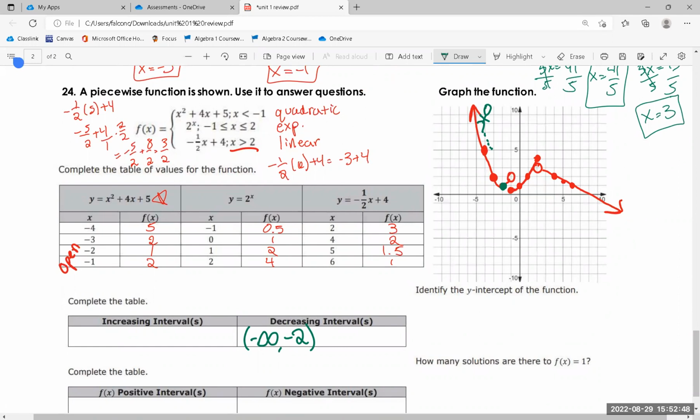And then we want to make sure there are no other parts of this graph going down. If I look to the right side, over here at the linear piece, I do start going down again. That linear piece starts at positive 2. So we have this interval, negative infinity to negative 2. Or we have another interval starting at positive 2.